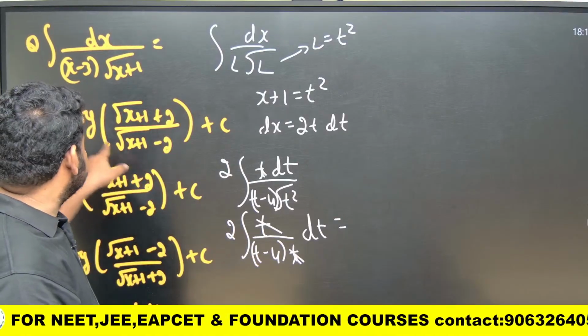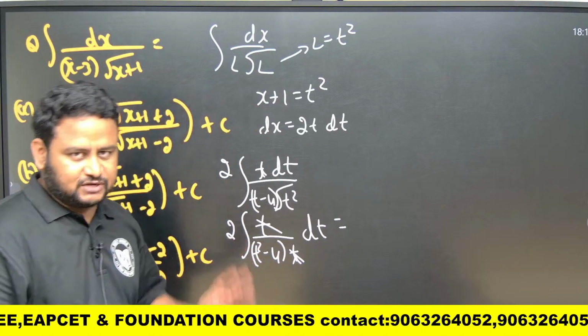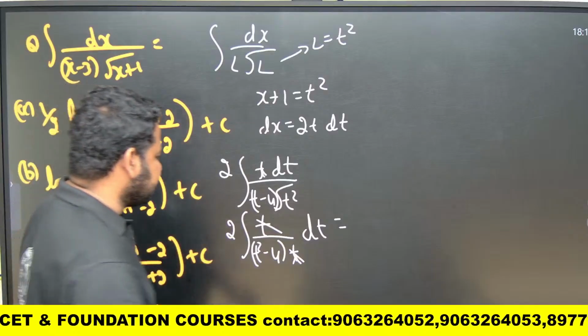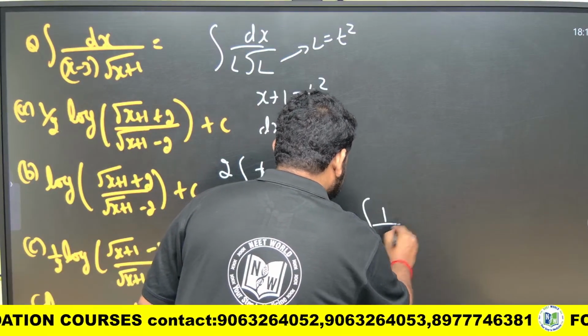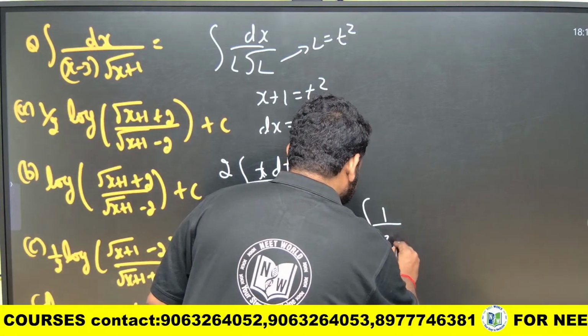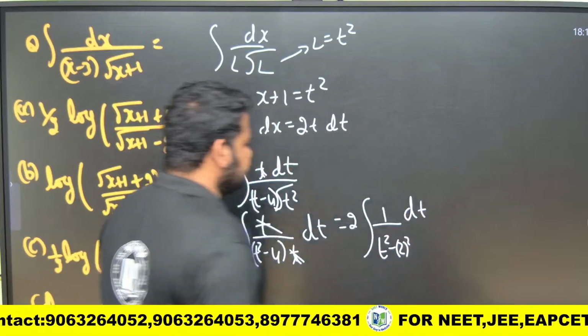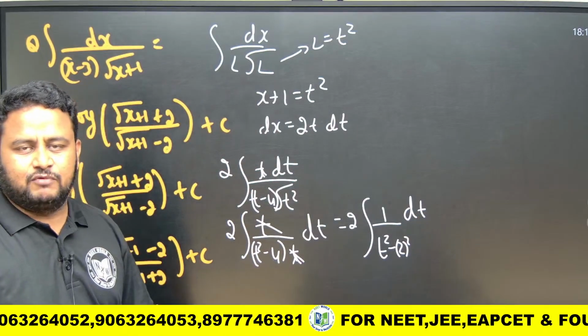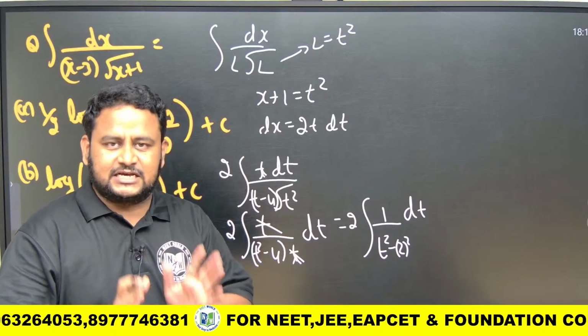So just it is not t minus 4, this will be t square minus 4, correct? This 4 can be written as 2 square. So I can write it as 2 times 1 by t square minus 2 square dt. This is of the form 1 by x square minus a square, which is 1 by 2a log of x minus a by x plus a plus c.